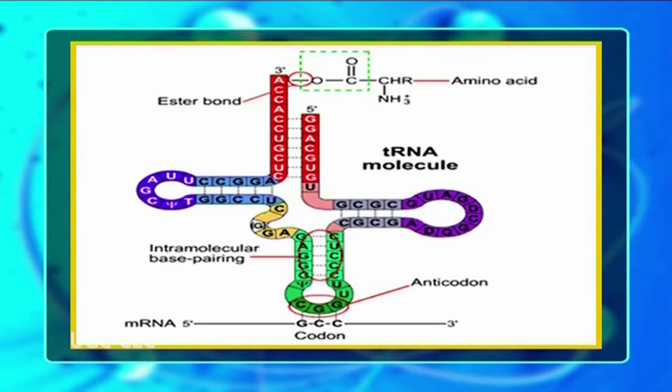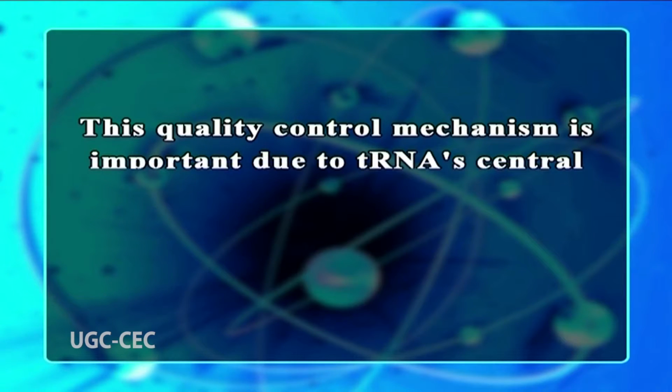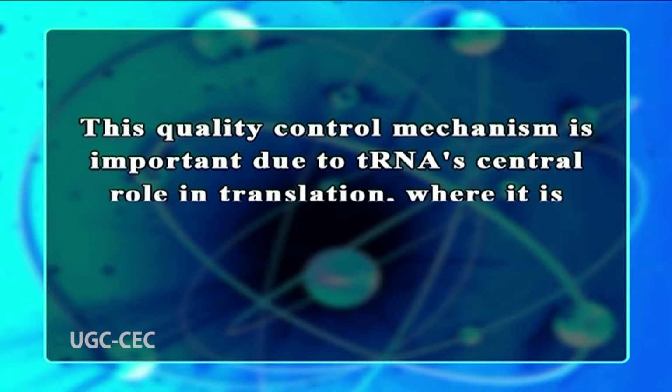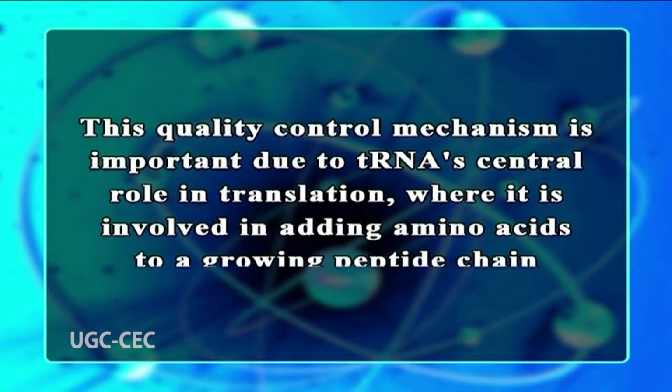tRNA export is also dependent on the various modifications it undergoes, thus preventing the export of improperly functioning tRNA. This quality control mechanism is important due to tRNA's central role in translation, where it is involved in adding the amino acids to a growing peptide chain.